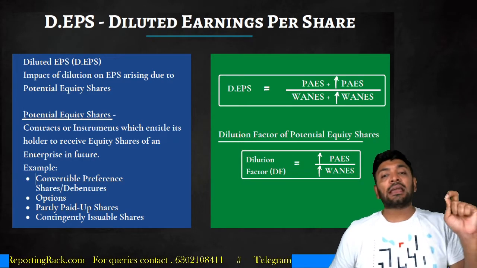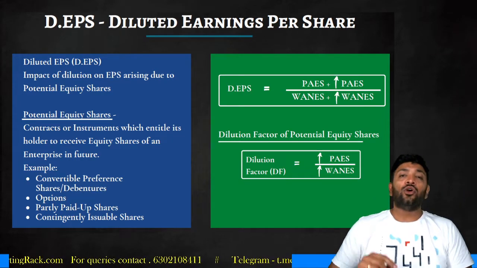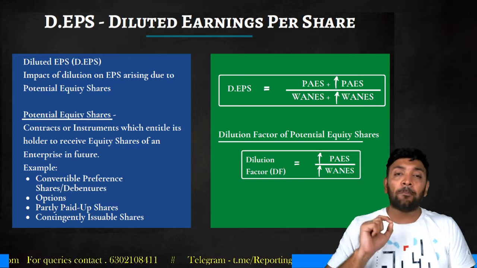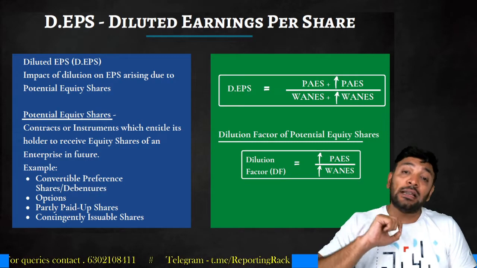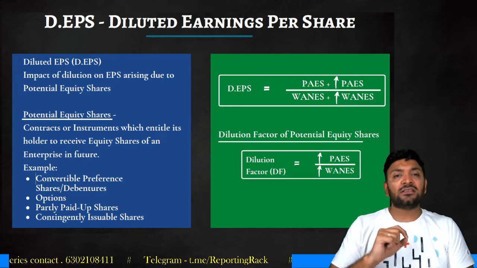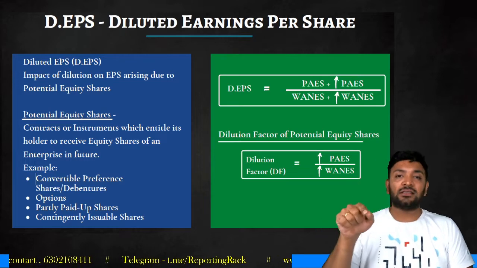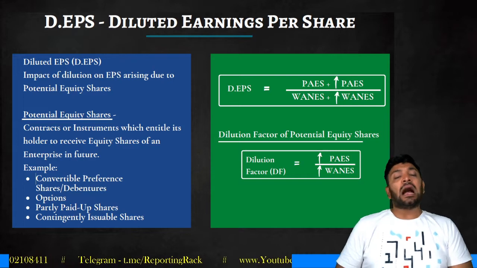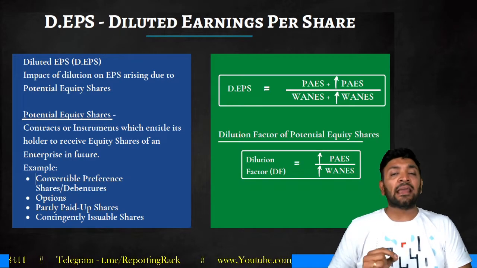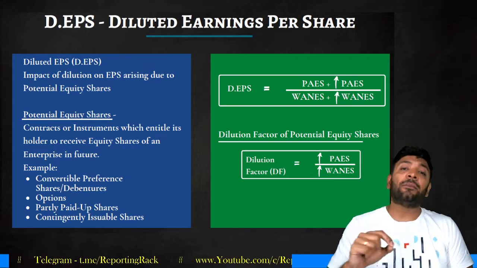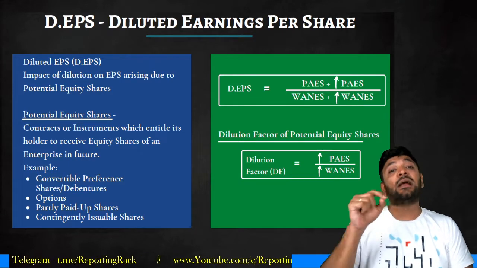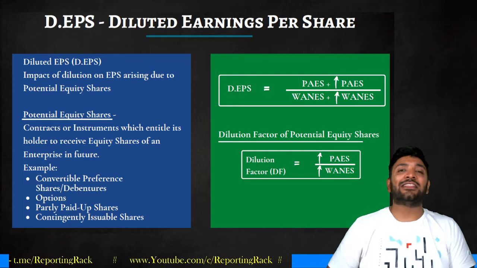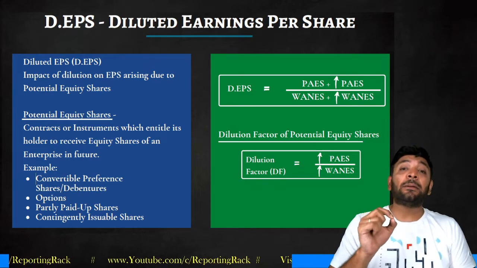Let us see how I calculate diluted EPS. How do you calculate basic EPS? PAT by WANES. How do you calculate diluted EPS? PAT plus increase in PAT divided by WANES plus increase in WANES. Until now, I have been consistently saying that there is an increase in the denominator, and that's why there is a dilution. But let me tell you, there is also an increase in the numerator. Convertible debentures.